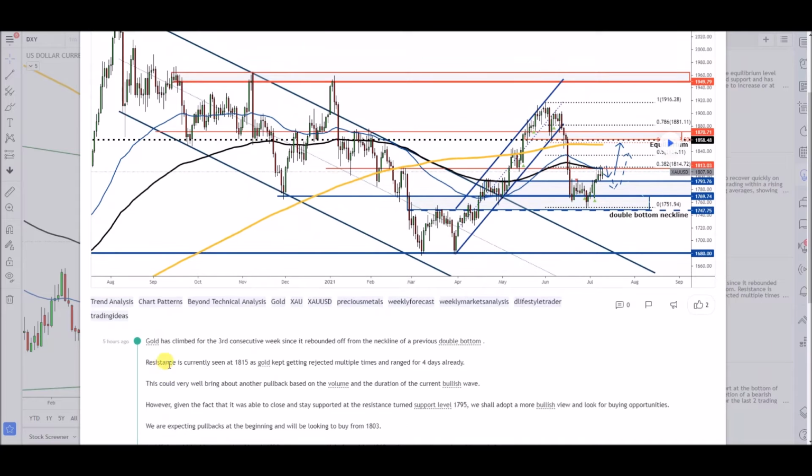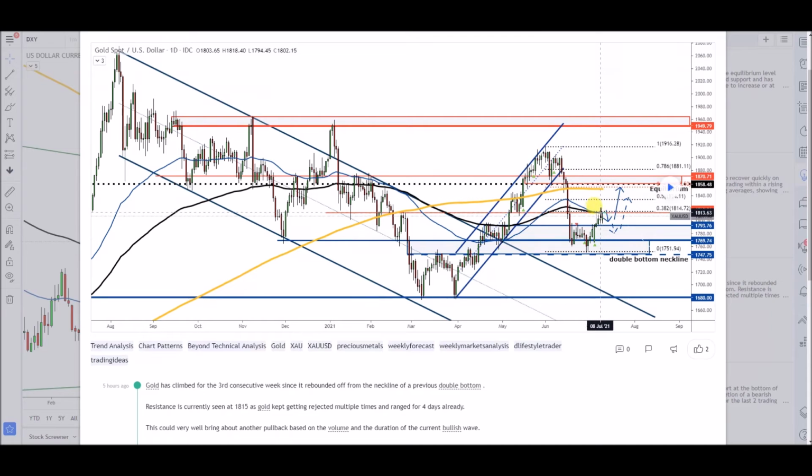Alright, so the resistance is currently seen at 1815 as gold kept getting rejected multiple times and ranged for 4 days already. Alright, so we can see the price came out to this level at about 1,815. Price has been resisted. As you can see, it has been rejected multiple times as well. Therefore it is still consolidating at this moment.